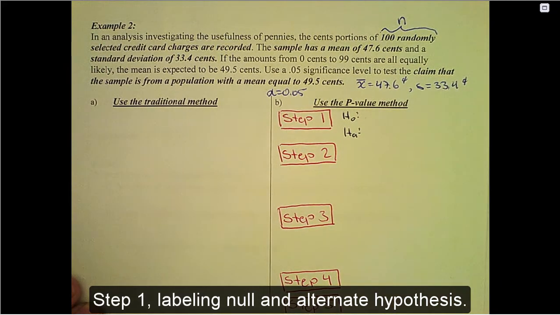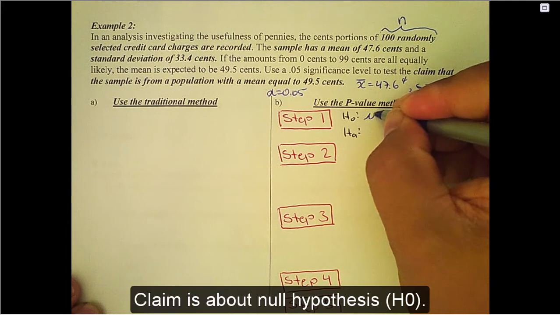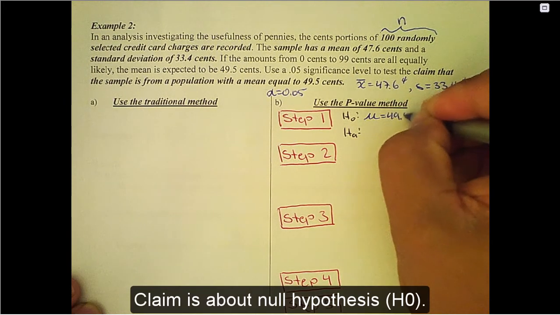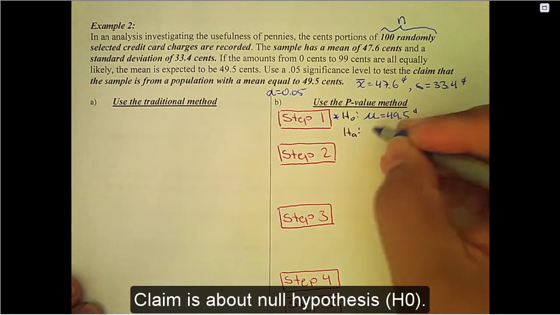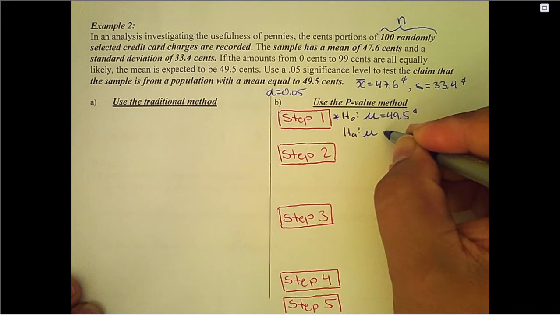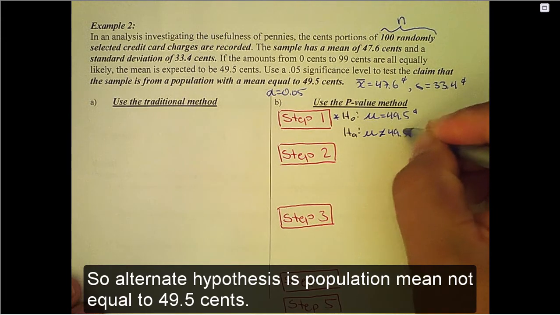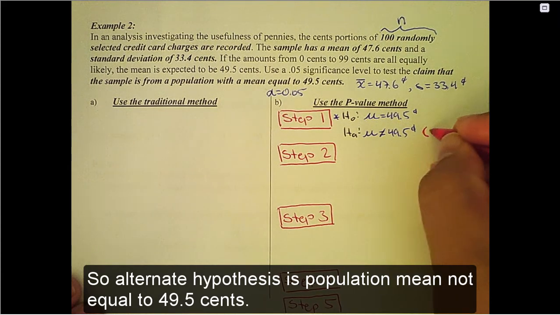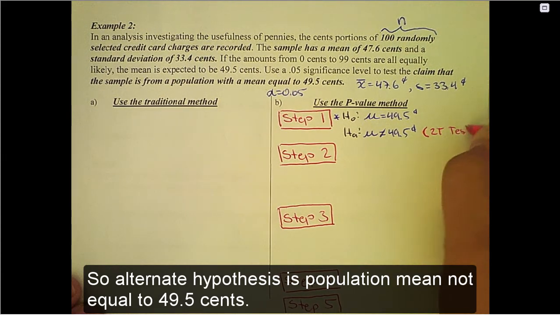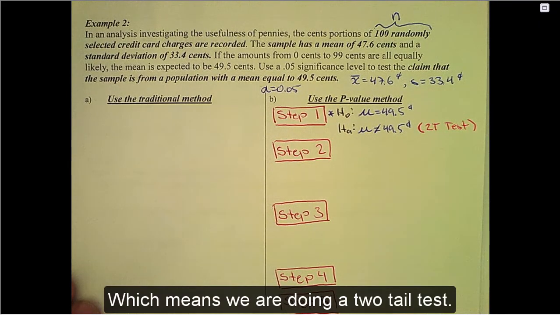Step 1, labeling null and alternate hypothesis. Claim is about the null hypothesis, H sub 0. So alternate hypothesis is population mean not equal to 49.5 cents. Which means we're doing a two-tailed test.